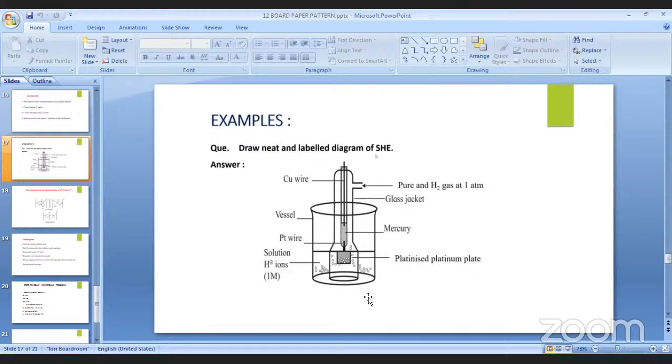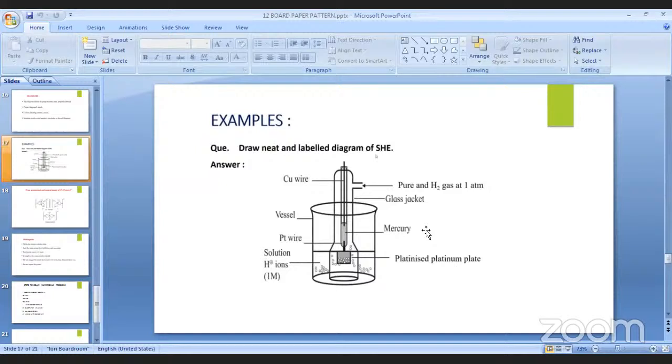Now this diagram is very neat and clean. What is the specialty of this diagram? The platinized platinum plate is dipped in the H plus ion solution. So you have to show the H plus ion solution. Students, sometimes we have seen the plate is out of the solution. So it should dip, for electrical contact or for the reaction to take place properly. And see, this way you have to label. So you need to draw a proportionate labelled diagram. Keep practicing the diagrams which are there in the book.